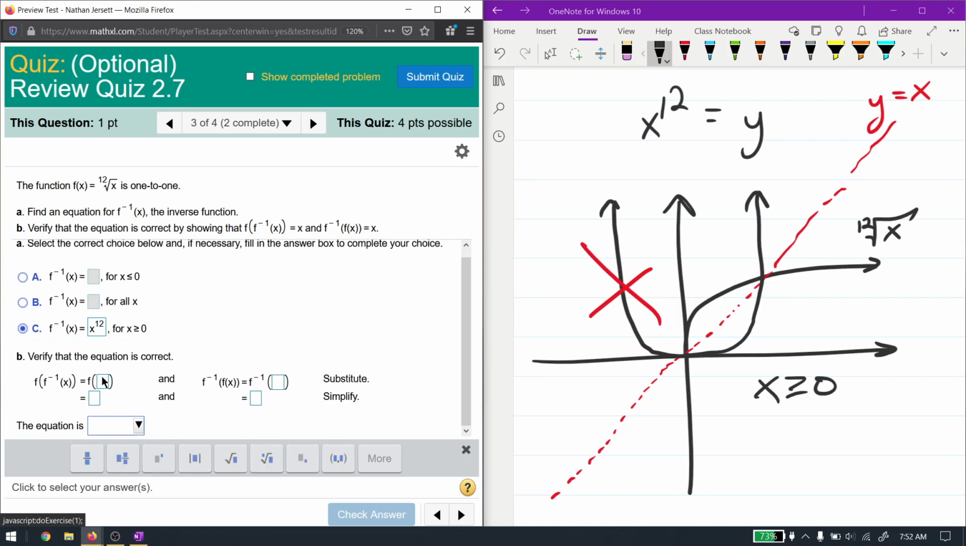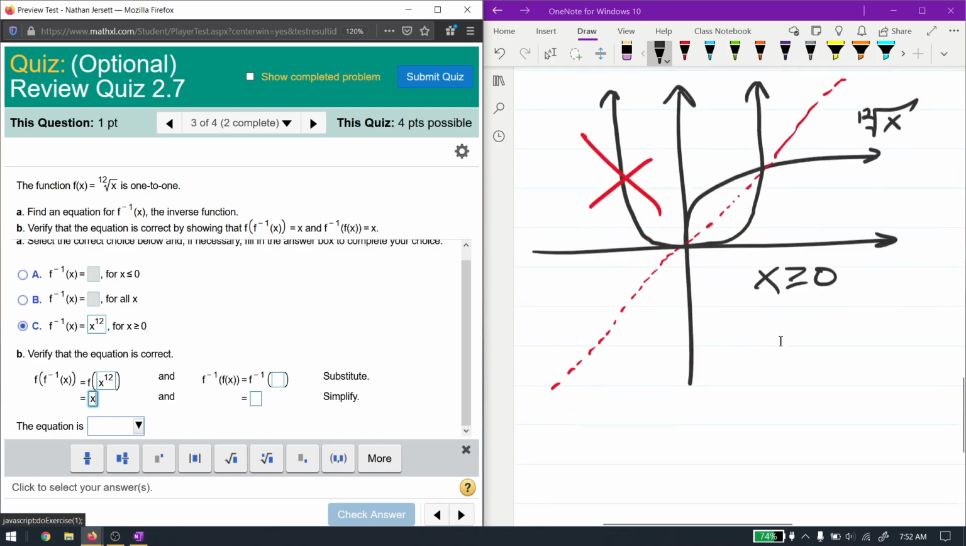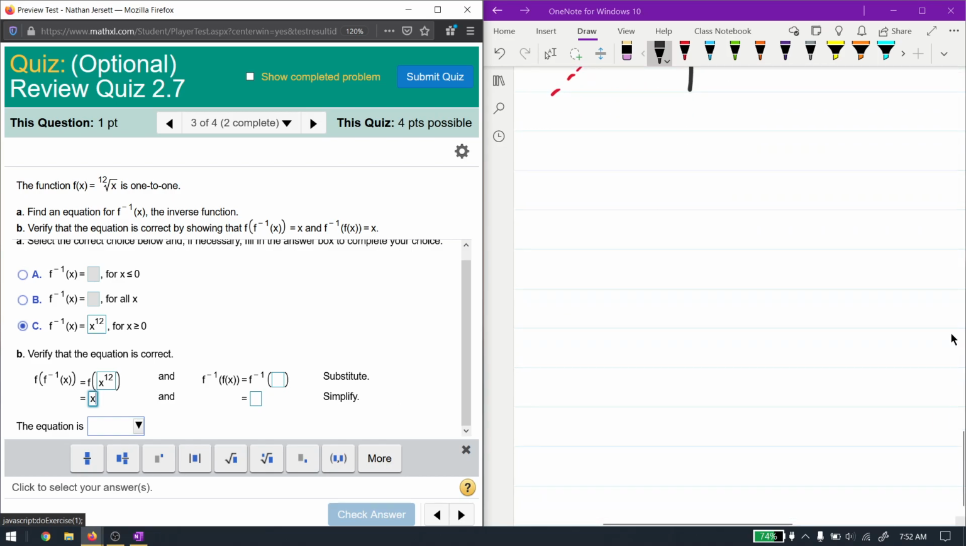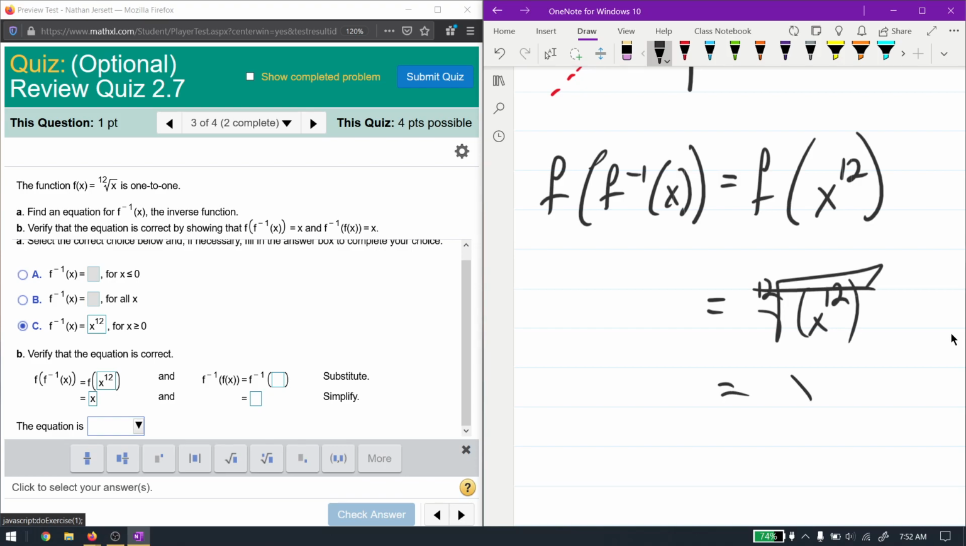Okay, and now we're going to put f inverse into f. So it first wants you to plug in that, and then we're going to simplify. The first one says f of f inverse of x. The f inverse we just found was x to the 12. And then of course, f of x is the 12th root of x, but we plug into this x to the 12. So plugging that into there, those cancel, giving us just x.